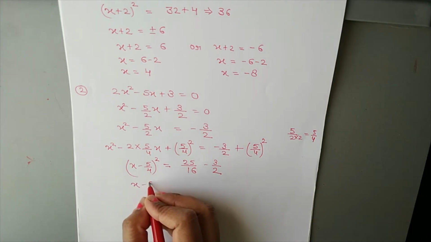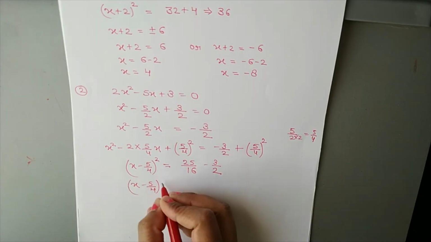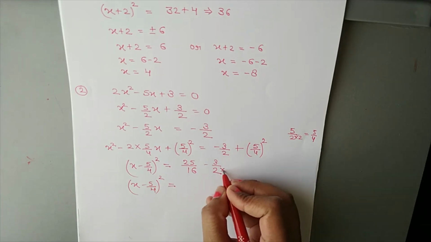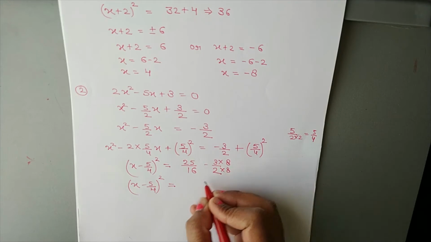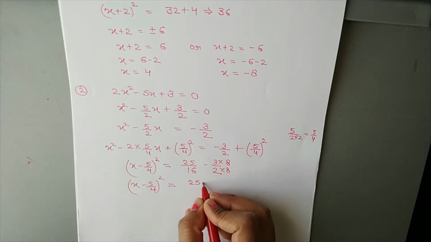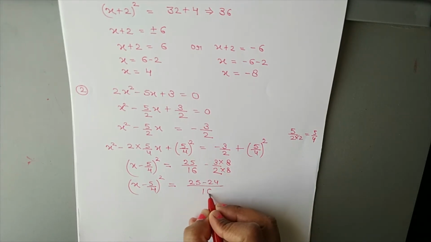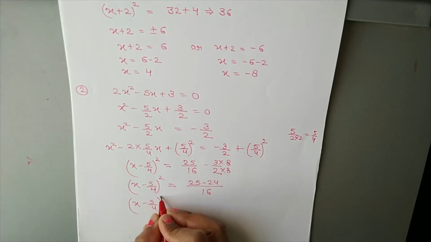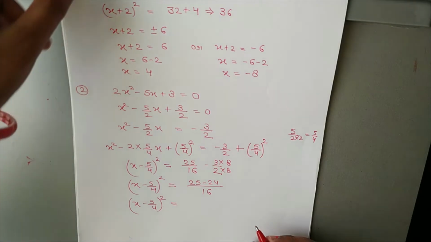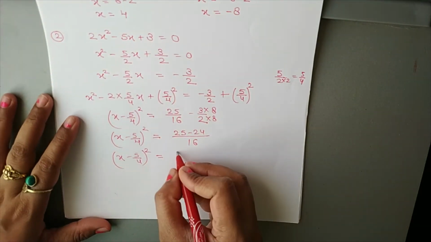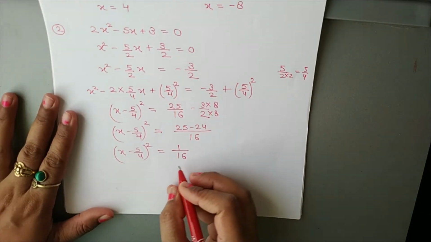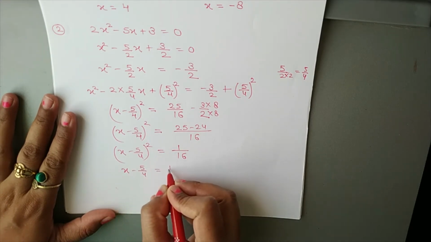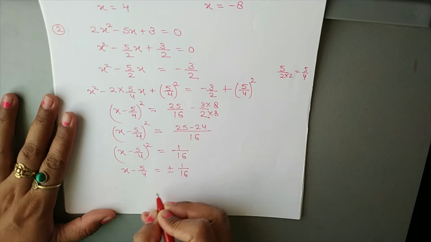Then x minus 5 by 4 whole square is equal to, taking LCM, 16, so 25 minus 24 upon 16. So x minus 5 upon 4 whole square is equal to 1 upon 16.